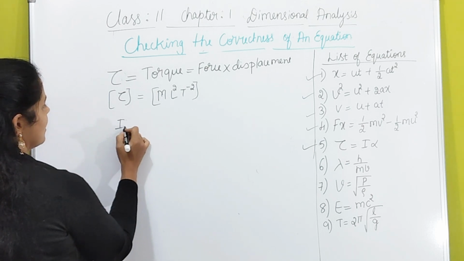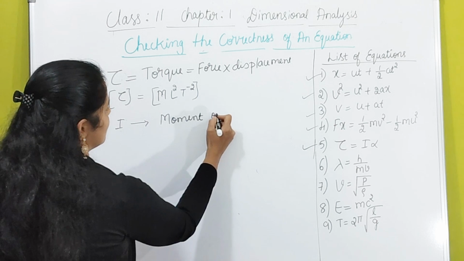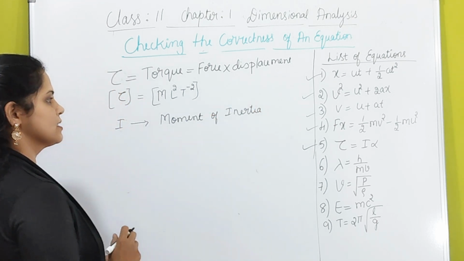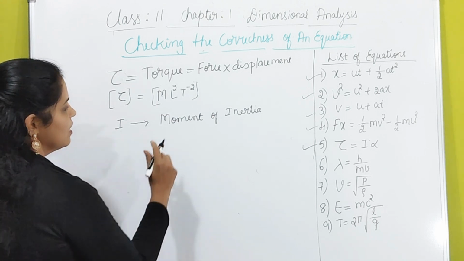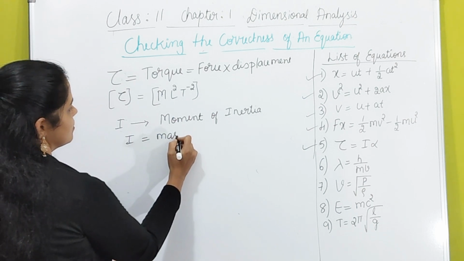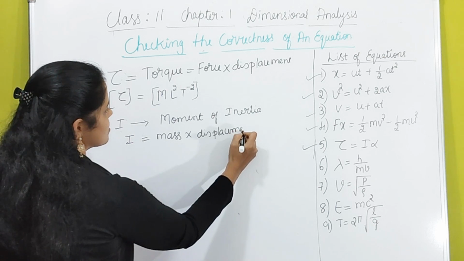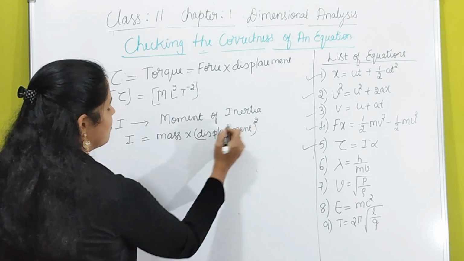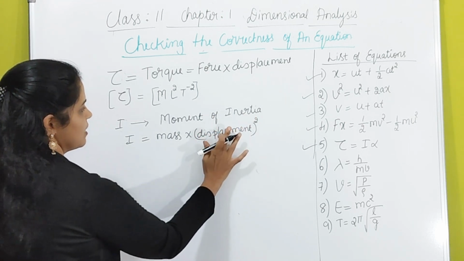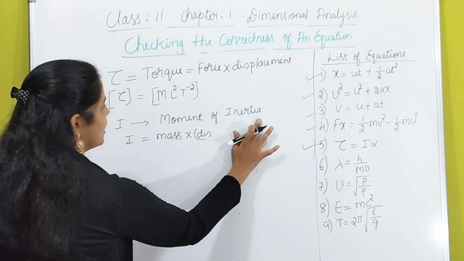And what is I? I is the moment of inertia. We are going to discuss all this in the coming lesson. Moment of inertia is mass into the square of the displacement, M r square. I is m into r square. Displacement is nothing but distance, so you can also write distance here, square of the distance.